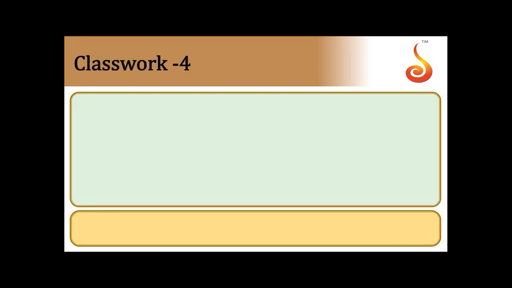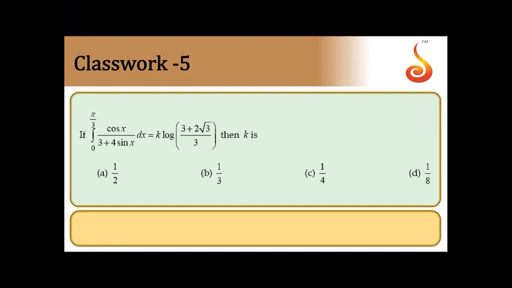So the answer of this problem is equal to 1. C is the answer. So, fifth one: integral 0 to pi by 3 of cos x divided by 3 plus 4 sin x. Of course, the derivative of sin x is cos x, which is there in the numerator, therefore that can be written as log mod.